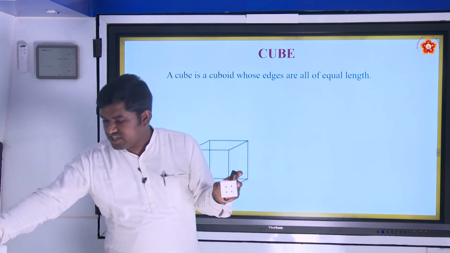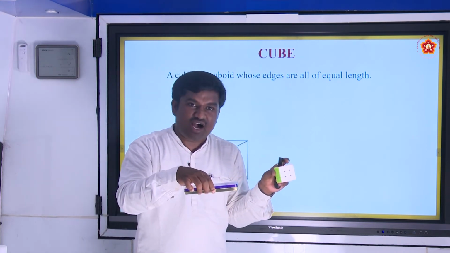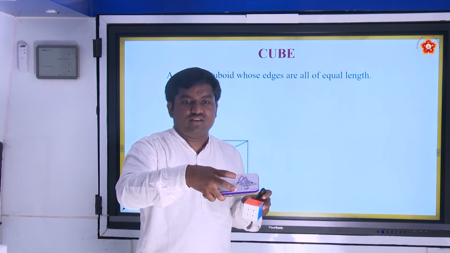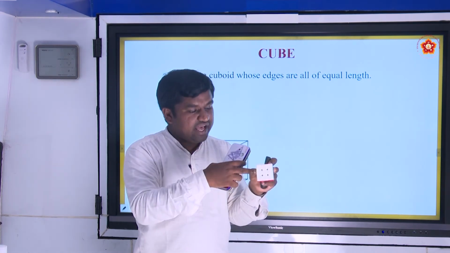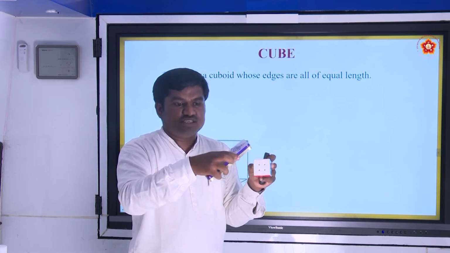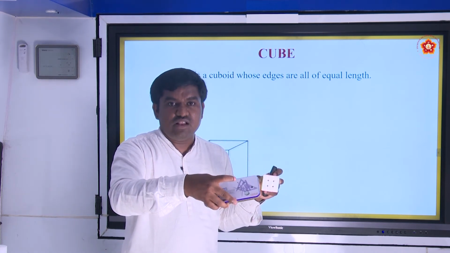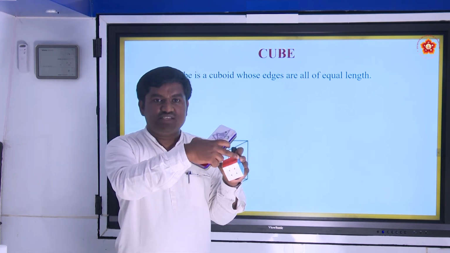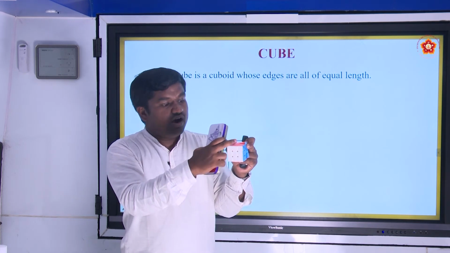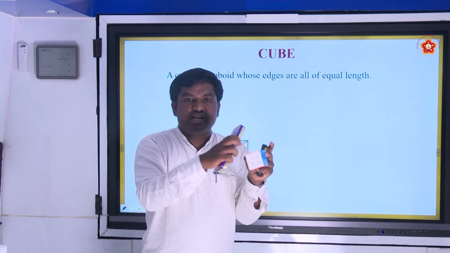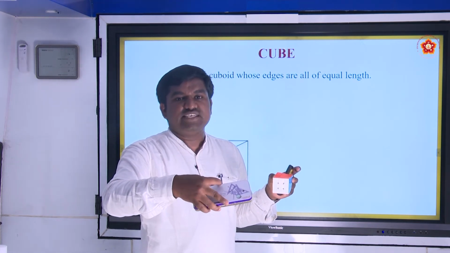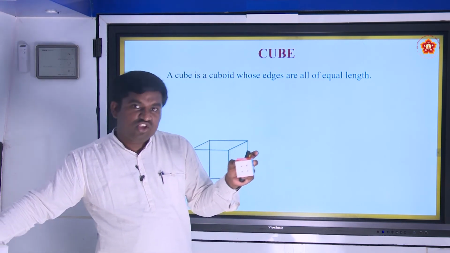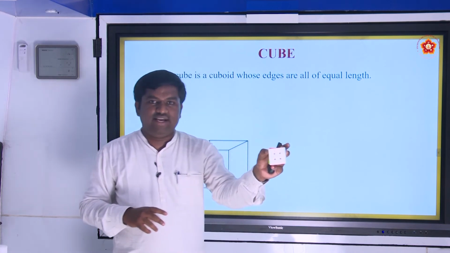But the difference between cube and cuboid is, in a cuboid opposite sides are equal, this side and this side, opposite edges are equal, but here all the edges are equal. This edge is equal to this edge, this edge is equal to this edge, all the edges are equal, but in a cuboid only opposite edges are equal. This is the difference. So a cube is also a cuboid.